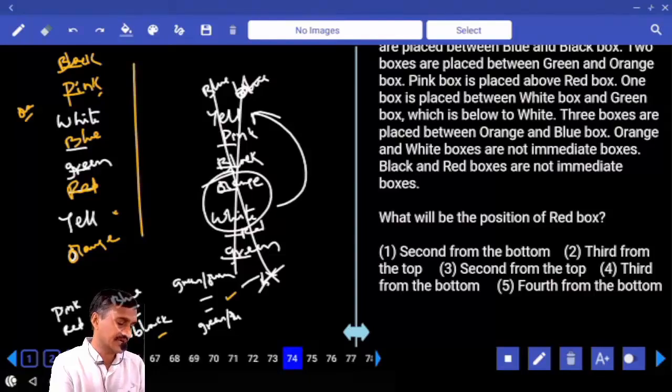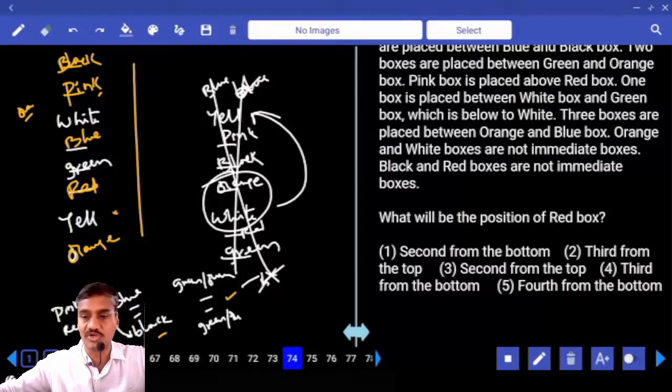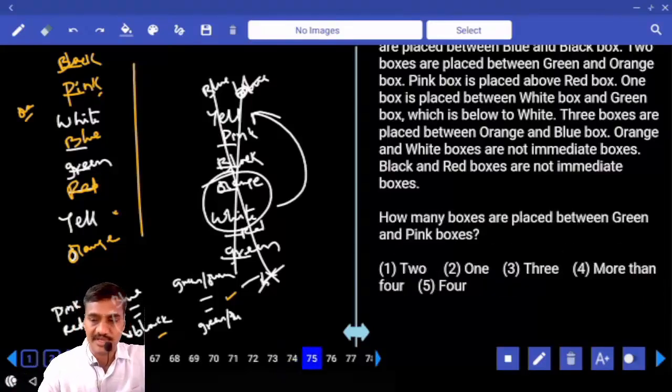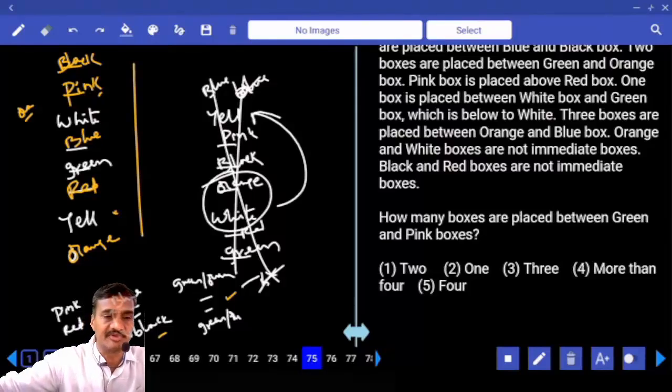74 to 78. And what will be the position of red box? రెడ్ బాక్స్ ఎక్కడ ఉంది చెప్పండి? Red box is third from the bottom. థర్డ్ ఫ్రమ్ ద బాటమ్ వచ్చిందా? Choice 4. And 75, how many boxes are between green and pink? Now green and pink, how many are there? There are exactly 2. Choice 1.